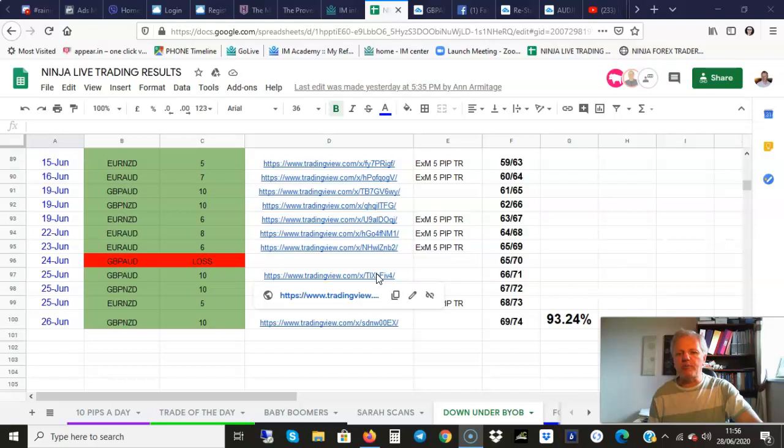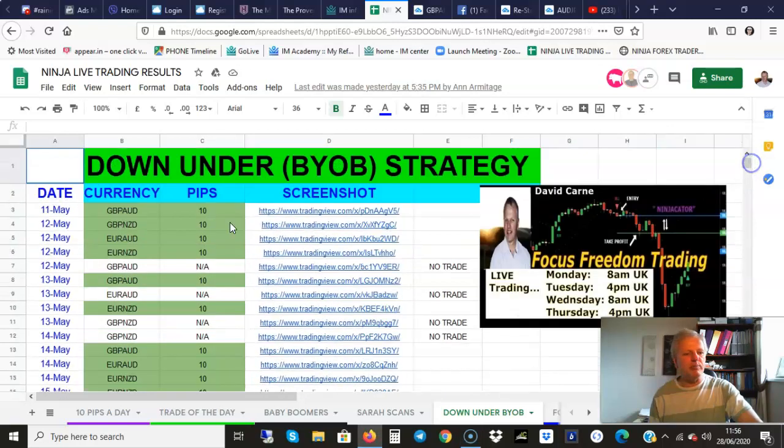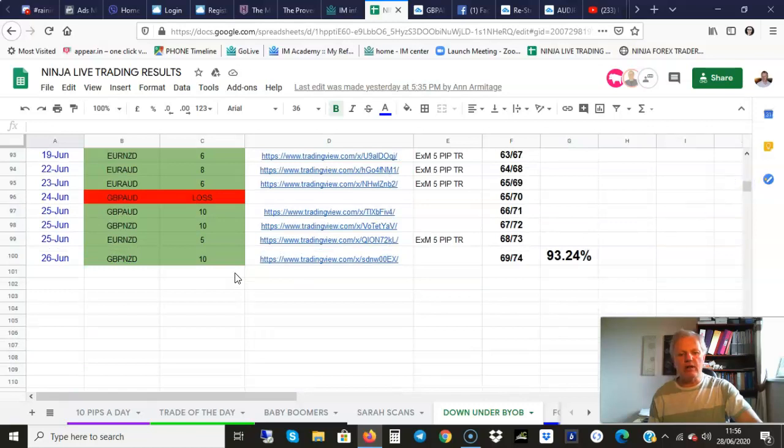Now the strategy itself, I've been using it for months, but I've been extensively testing it for our group since the 11th of May. I give TradingView screenshots for every trade so they can go back and see it for themselves. To date, we've had 74 trades and 69 have been winners. And your question was, how much would you have actually lost on the GBP AUD on the 24th of June? So I just wanted to explain that now.